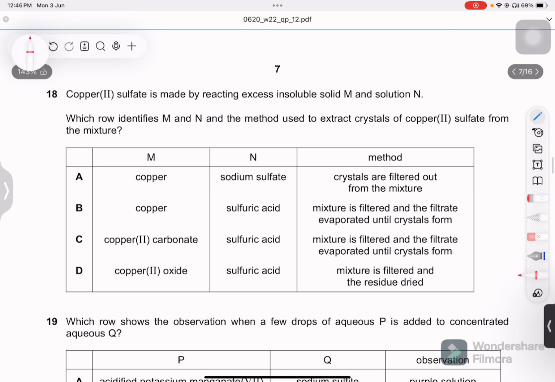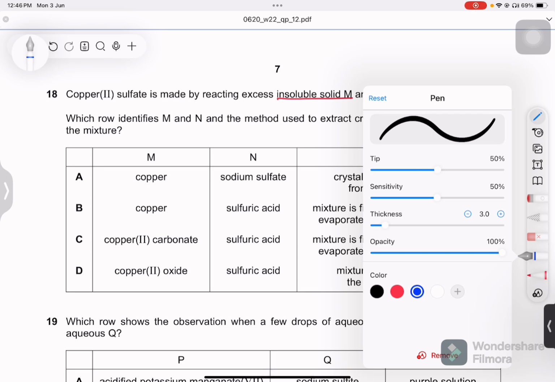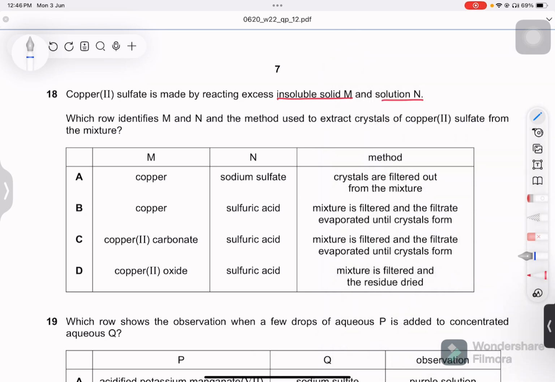Next, copper(II) sulfate is made by reacting excess insoluble solid M and solution N. Which row identifies M and N and the method used to extract crystals of copper(II) sulfate from the mixture? So copper(II) sulfate is a soluble salt and insoluble solid M. Is it copper? Is it copper(II) oxide? Is it copper(II) carbonate or is it copper? So let's look at it.